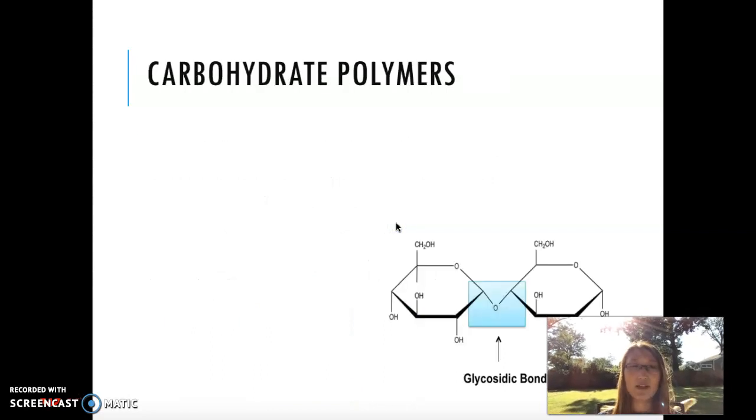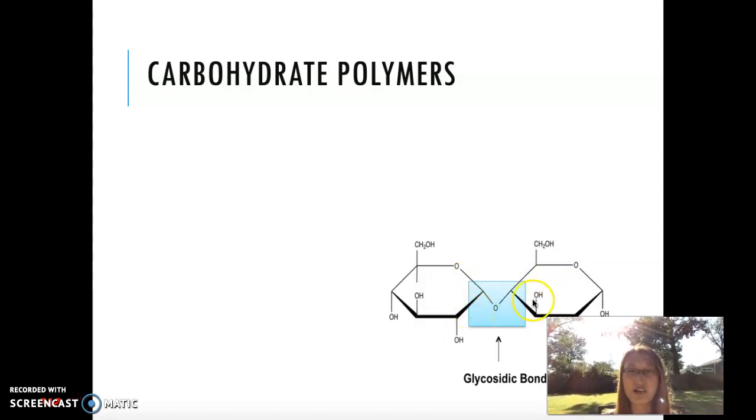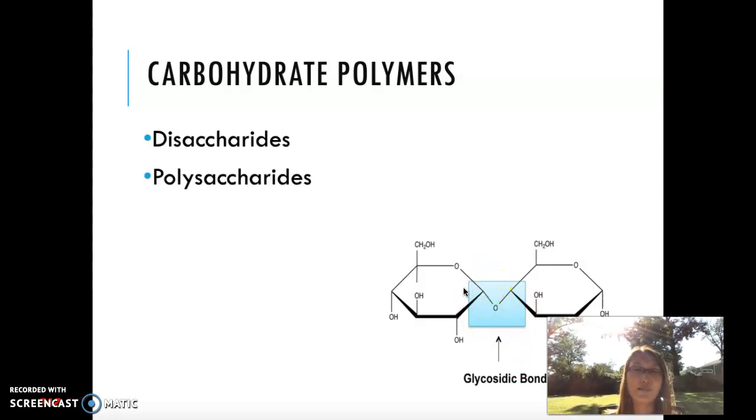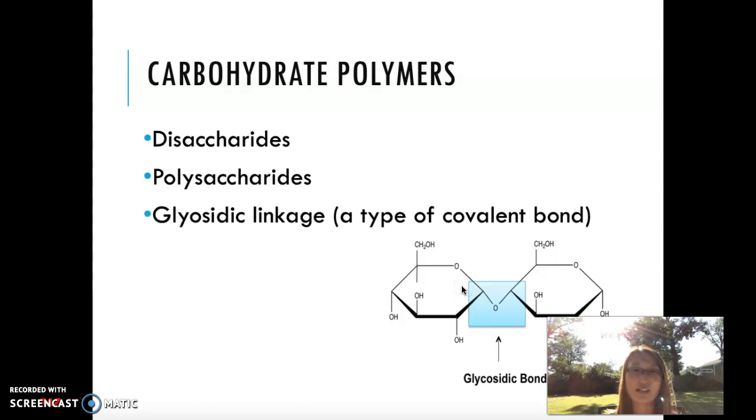Moving on. Carbohydrate polymer. Right here we have a disaccharide, and there's a bond in between these two monosaccharides, and we call that a glycosidic linkage or a glycosidic bond. It's a type of covalent bond, but it's specifically found in carbohydrates. So we have disaccharides, we have polysaccharides, and we have glycosidic linkage.